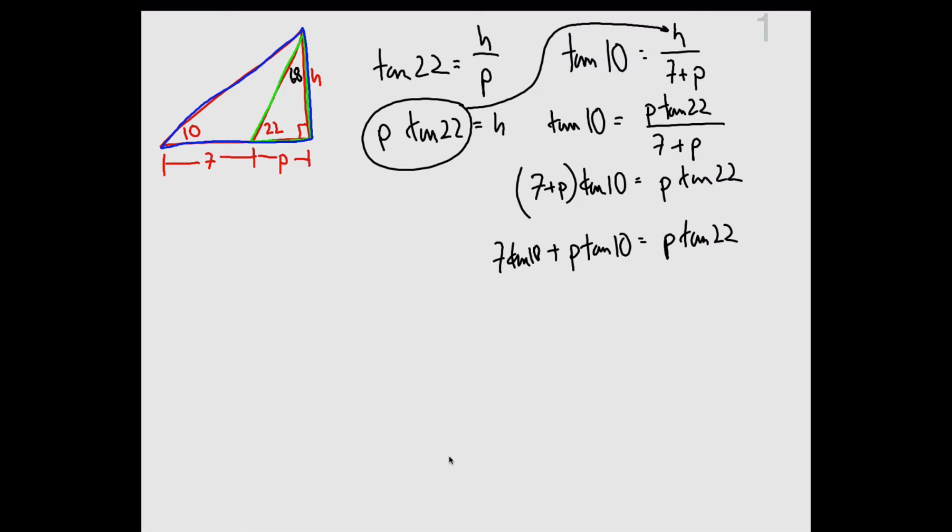Take anything with a variable in it and move it to one side. Do you want to move it to the left or to the right? We're going to move it to the right. Why to the right? Because then I don't have to move that. So 7 times the tangent of 10 is equal to p times the tangent of 22 minus p times the tangent of 10.